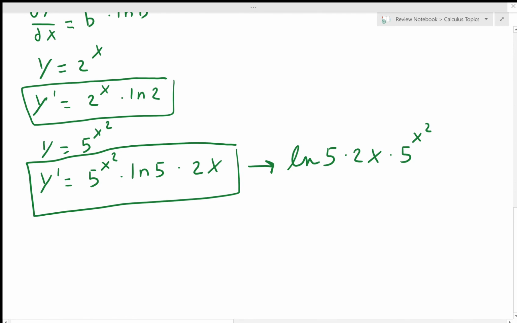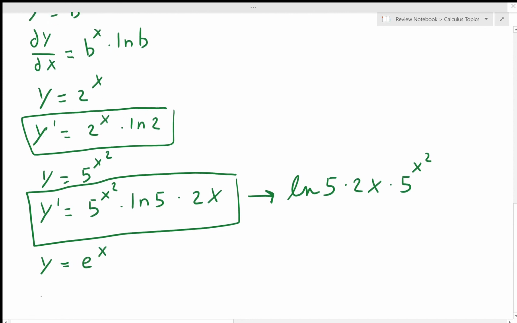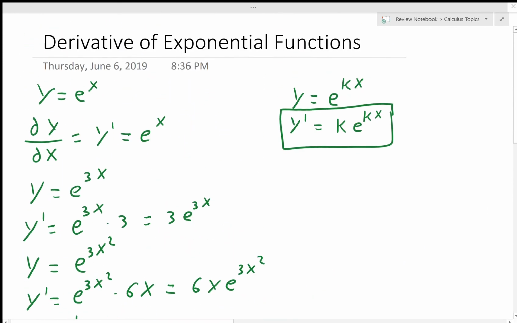So if we follow this first, our derivative would be b to the x times ln b. If we had y equals e to the x, following that same formula, our derivative would be e to the x times ln e, and this right here we should know: ln e equals 1. There you have it. Quick little video on derivatives of exponential functions. Thank you.